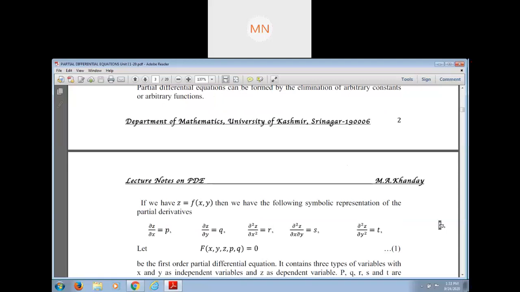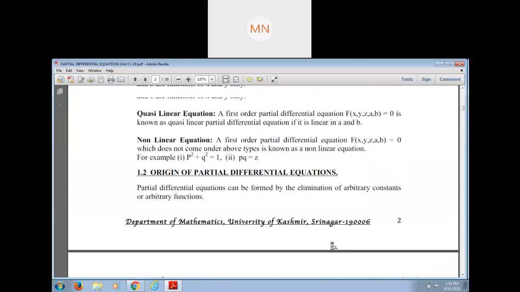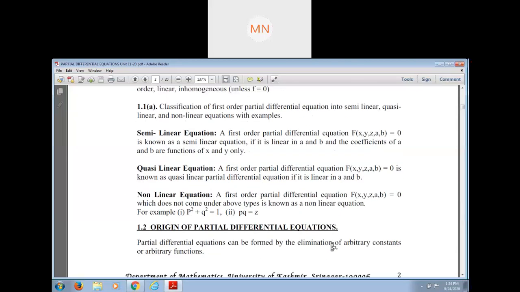And see this one. This one is also a first order partial differential equation. Here x, y, z, p and q. We consider p and q, where p and q are zx and zy. But here we consider a and b, which are functions of x and y only.